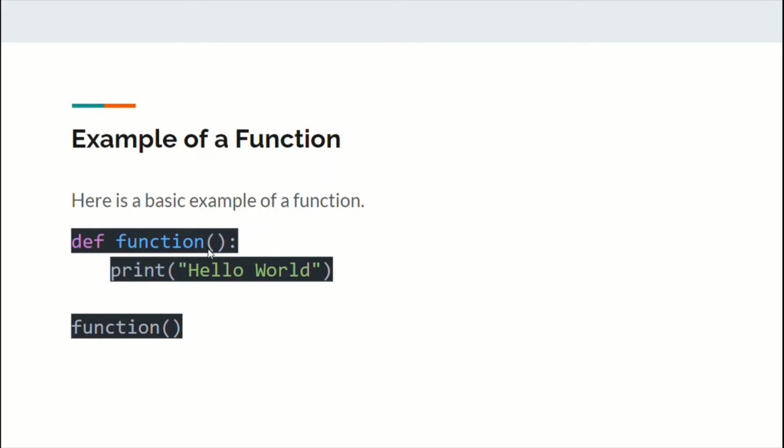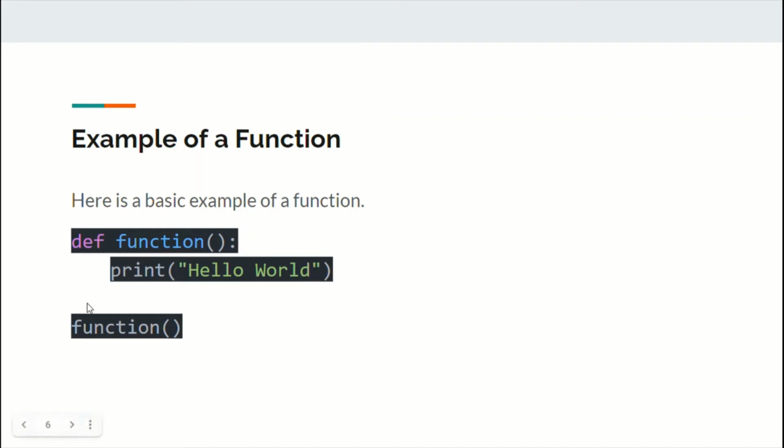After the set of regular parentheses, you need your colon, just like you need in other loops. Then, it automatically indents for you, and here's where you can type in your code that you want to reuse. In this example, we're just doing a quick example. So I just did print hello world.